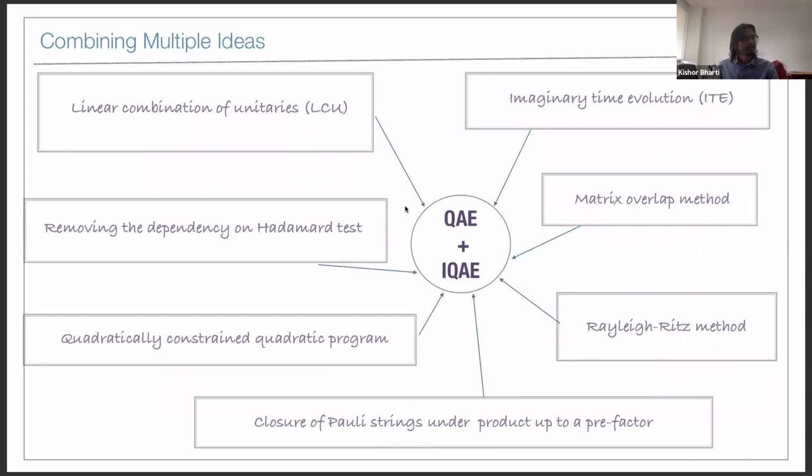So using many ideas which were present recently in the literature, I came up with these two algorithms called quantum assisted eigensolver and iterative quantum assisted eigensolver. For these two algorithms, I do not claim complete novelty, because some of the ideas were present in some papers, and some in others. I'm kind of like a cook, I would say: I put them together and came up with these algorithms where I take care of many of these problems.